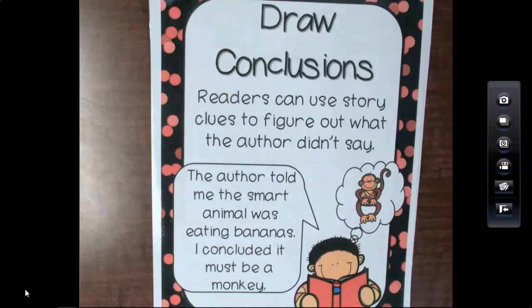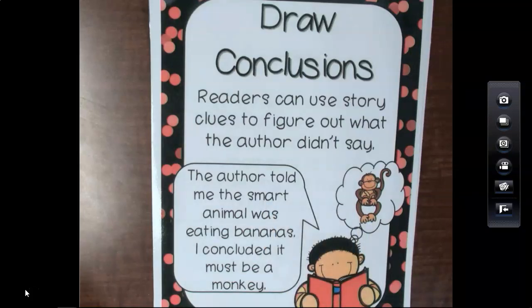So when you draw a conclusion, it says readers can use strong clues to figure out what the author didn't say. So look here, the author told me the smart animal was eating bananas. So I conclude the smart animal was a monkey because this child knows that monkeys eat bananas. So he took what he already knew, that monkeys eat bananas, and put it with what the author said and decided that the monkey was smart.